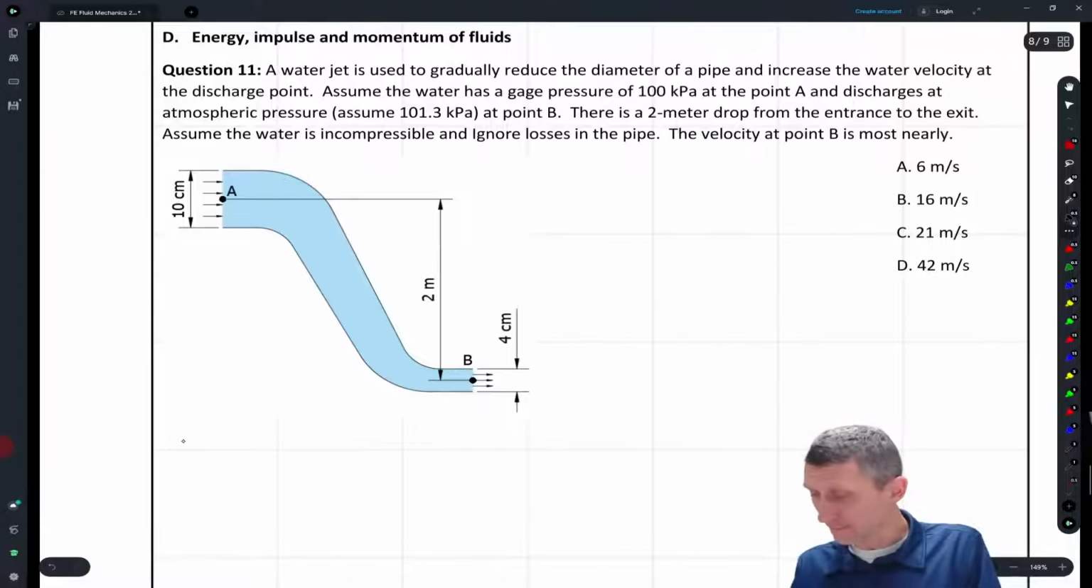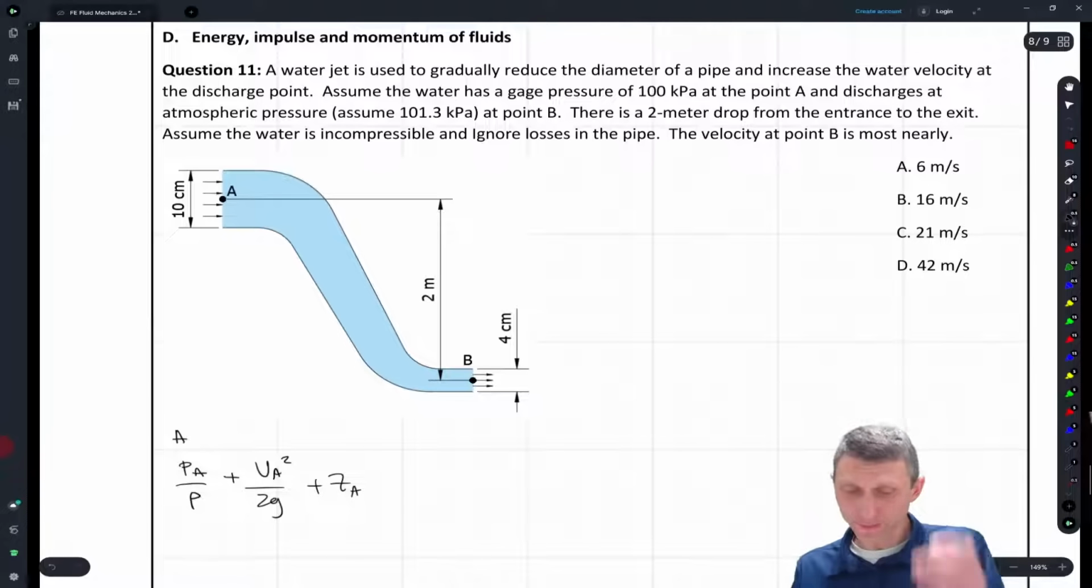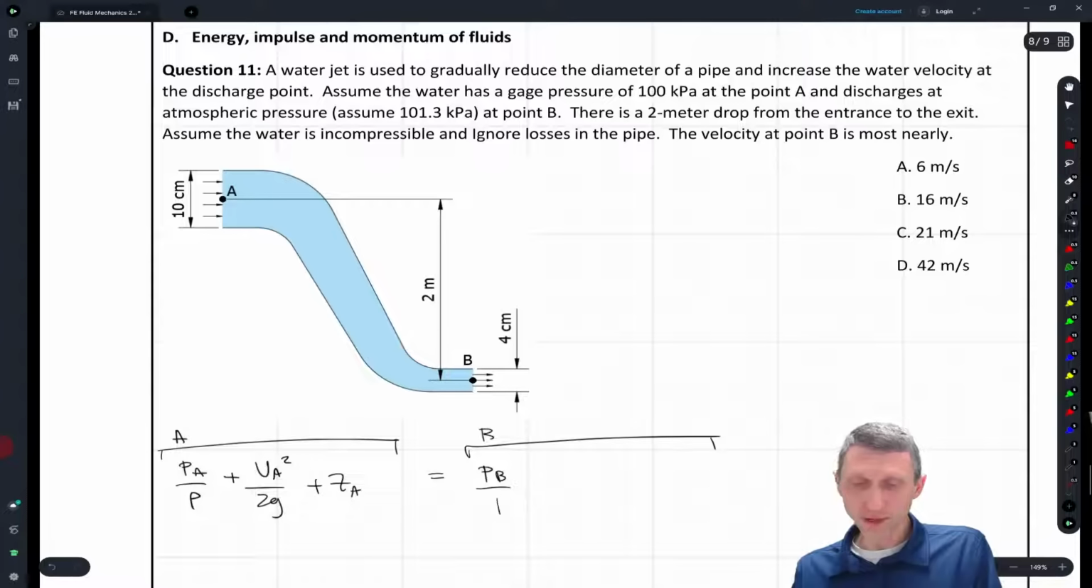So this is point A, right? And what do we have? We have PA over rho plus VA squared over 2g plus ZA, so that's the height, okay? And that's going to equal, we have to conserve here at B. What we're going to have is PB over rho. Let me draw my rho better. Rho plus VB squared over 2g plus ZB, okay?